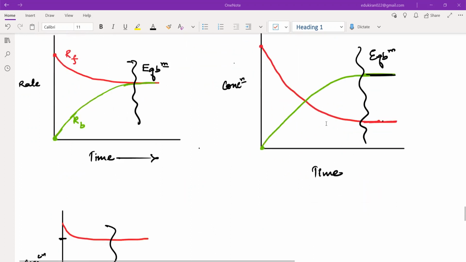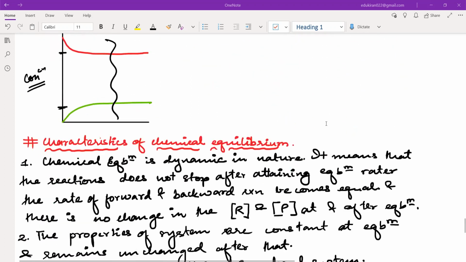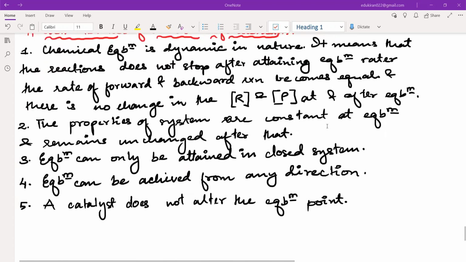So we say that this is a dynamic equilibrium. What does dynamic equilibrium mean? That both the reactions are happening, only the rates of those reactions are constant. They have achieved the rates are equal. The rates are equal. Okay.